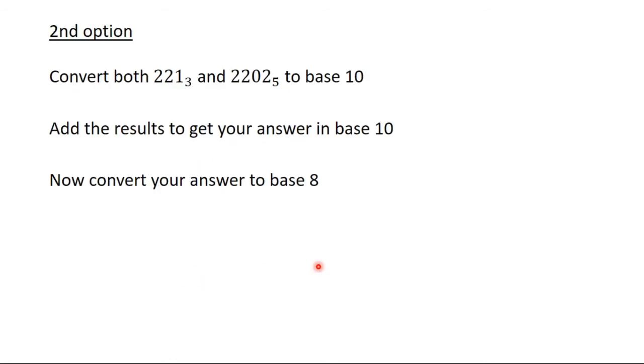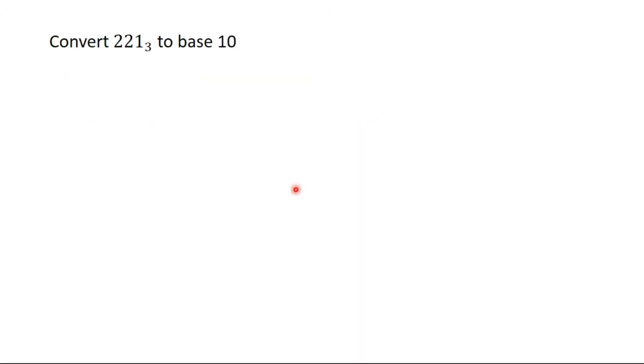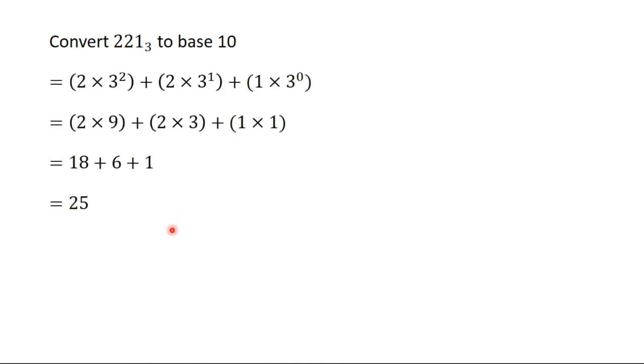Let's look at the second option. The second option is that you convert both 221 base 3 and 2202 base 5 to base 10. You add the results to get your answer in base 10. Now you convert it from base 10 to base 8. You have already seen how to convert this to base 10 in this video, and when you do that conversion, we are getting 25. So if you convert 221 base 3 to base 10, you get 25.